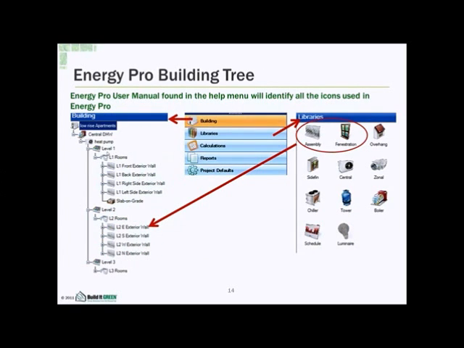So when you're in the zone level in Energy Pro, you can right-click and it'll say Add Room. I don't have Energy Pro on this laptop. I have it on my desktop computer, so unfortunately I won't be able to pull it up to show you how to right-click and add a room, but it's really straightforward.